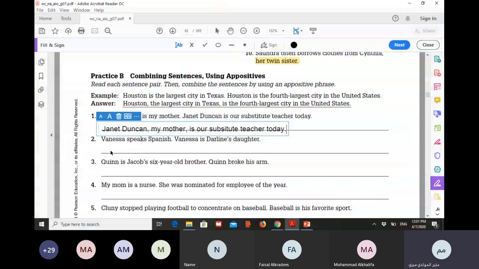Next, please, number 2. Rakan Al-Hidan, yes? Vanessa speaks Spanish. Vanessa is Darlene's daughter. Vanessa, comma, Darlene's daughter, comma, speaks Spanish. Excellent. So, Vanessa.